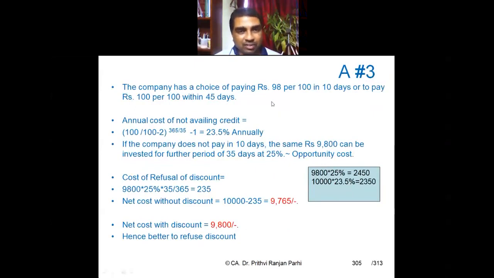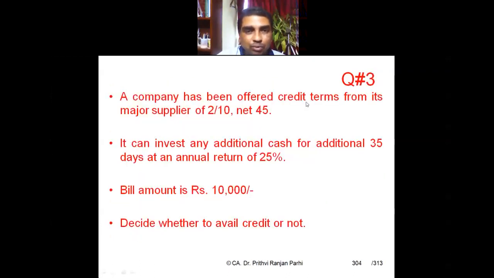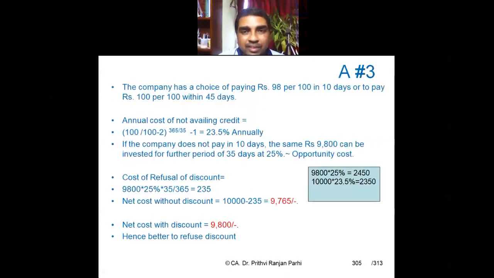The company has a choice of paying 98 per 100 in 10 days because of the 2% discount, since it says 2/10 net 45. So if the company pays in 10 days, it pays 98 for rupees 100, or pays 100 per 100 in 45 days. We will be calculating the cost of not availing credit.